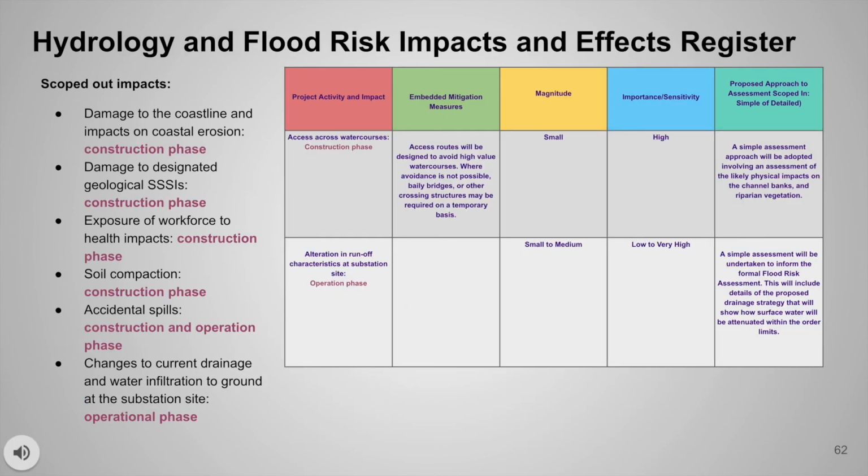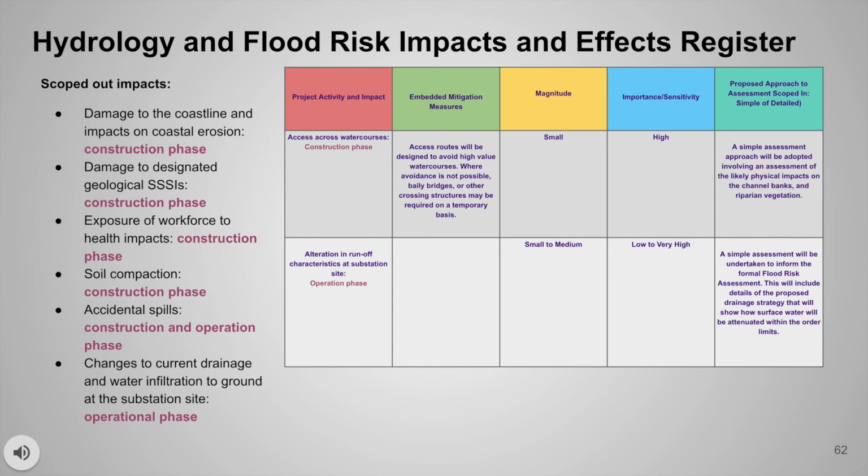There are only two measures scoped in for the hydrology and flood risk impacts. The first one would be access across watercourses, which happens during the construction phase. The embedded mitigation measure for this one is that access routes will be designed to avoid high value watercourses. Where avoidance is not possible, bailey bridges or other crossing structures may be required on a temporary basis. The magnitude of this impact is small and the importance is high.